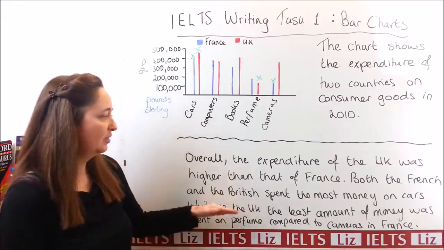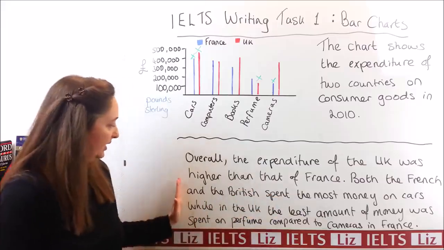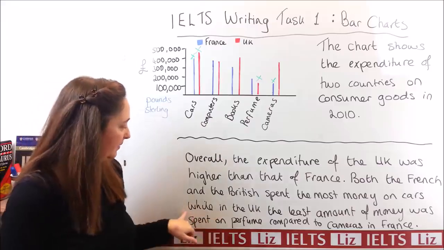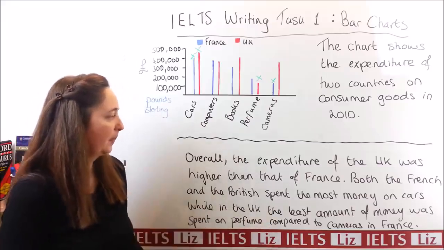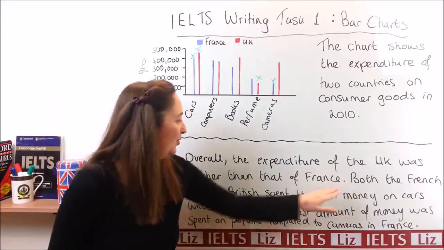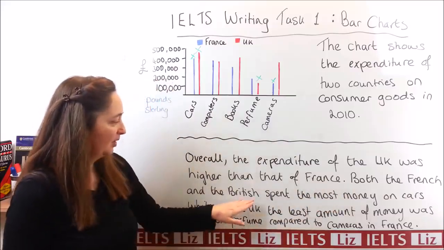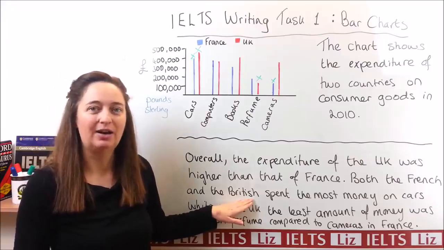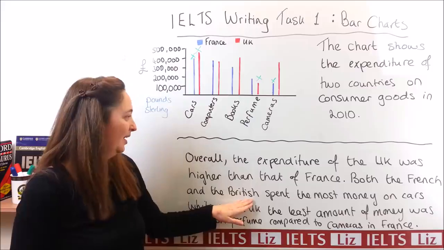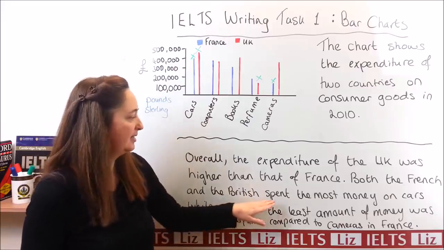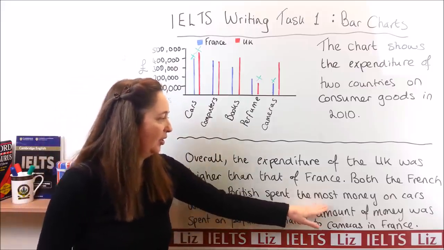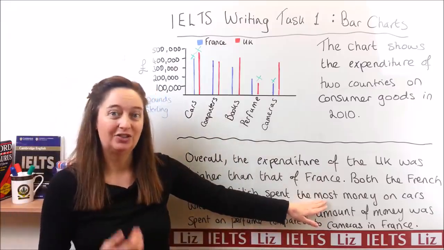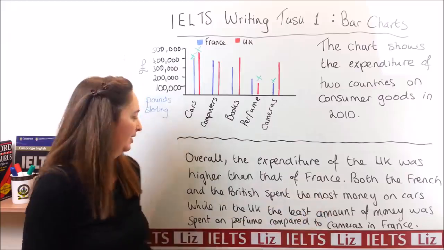Now we look at the next part. This is quite a long sentence and it's connected with two linkers. We've got while and compared to. So let's have a look. We've got both the French and the British. So here I've changed it. Instead of giving the name of the country, I'm using the nationality. Both the French and the British spent the most money on cars. And here we've got a superlative, so the highest, the most.